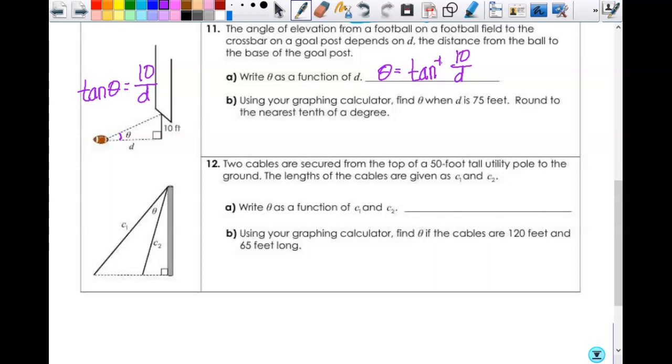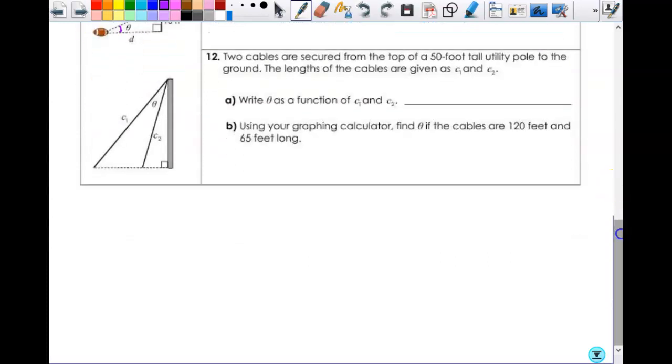It goes on to say, using your graphing calculator, which by the way doesn't have to be a graphing calculator, find theta when d is 75 feet. So then you can substitute 75 in, and then you have an equation where you're not just punching buttons to get the number. You have to actually set up an equation. That functional thinking is important. I'm not worried about your calculators right now because I know you can type the buttons in. On the assignment, you have to actually finish the questions, but we're going to move on for this one. All right, look at number 12.